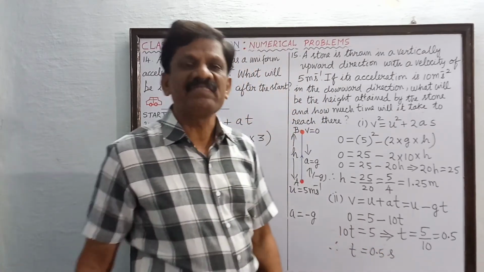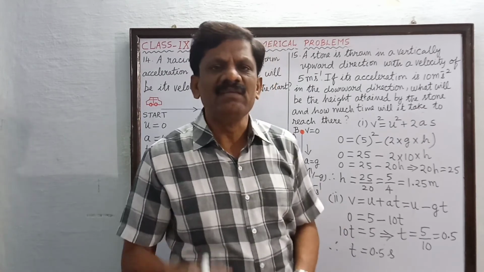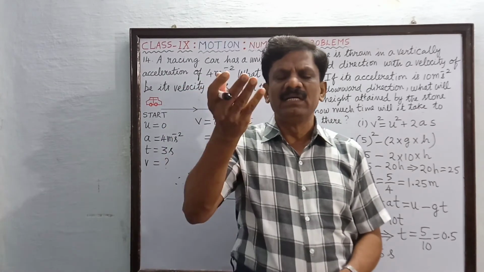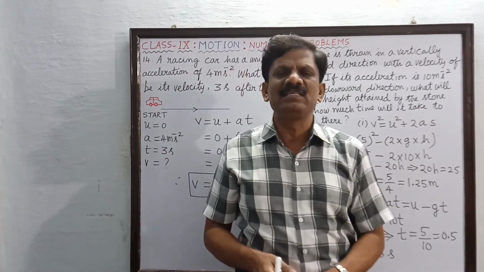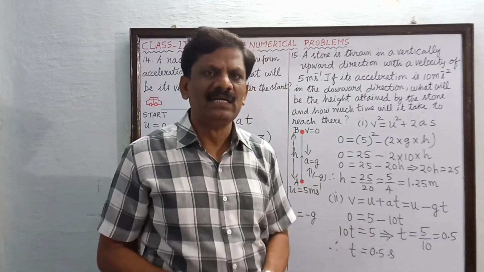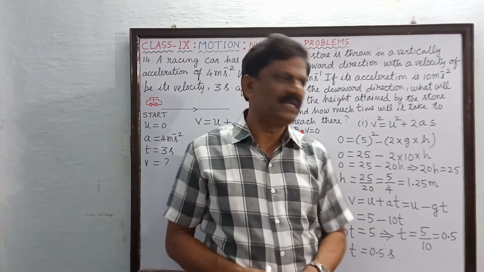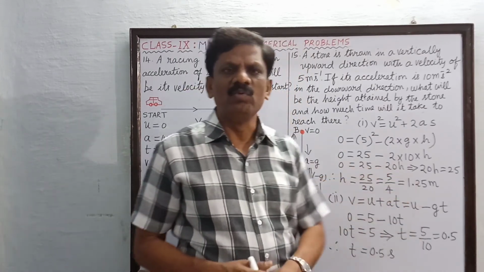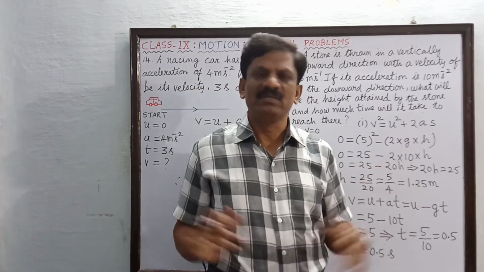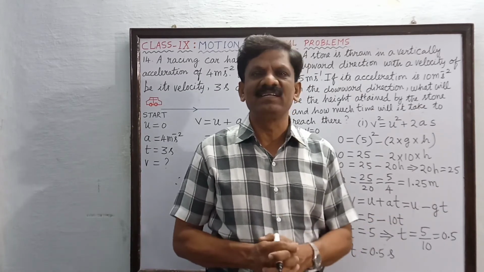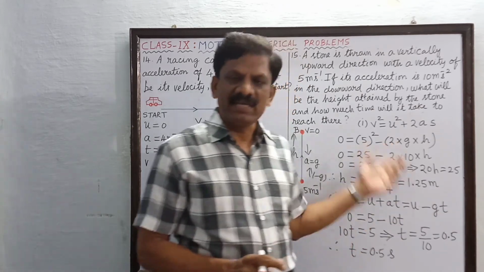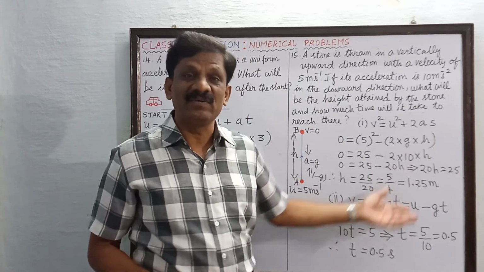That is half a second. What does it mean? If you throw a stone upward with a starting initial velocity of 5 meter per second, within half a second it will reach the highest point of 1.25 meter. So it's a very interesting and very important numerical problem. So try this once again in the notebook. I hope you must have understood well. Fine.